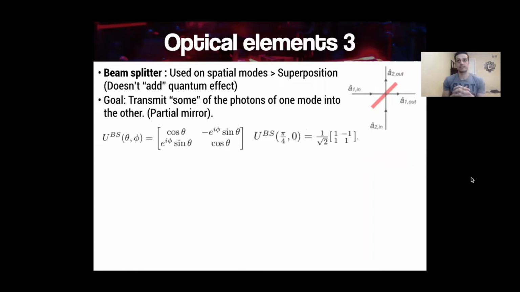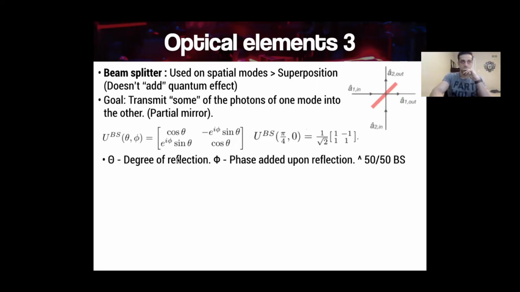Okay, so as you can see, the beam splitter has the effect of a rotation matrix with these extra terms for the phase. And so the theta gives us the degree of the partial reflection and transmission, and then phi gives us the phase that's added upon the reflection. So we can choose this phase to be 0, and then we just get our rotation matrix, and then choose theta to be pi by 4 to get a 50-50 beam splitter. So let's see how it acts on a state.